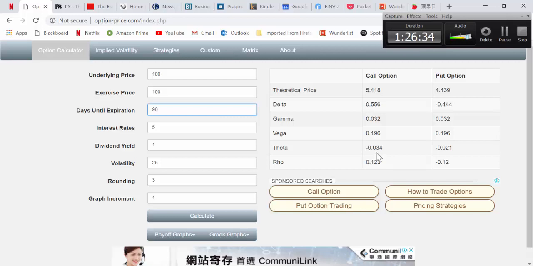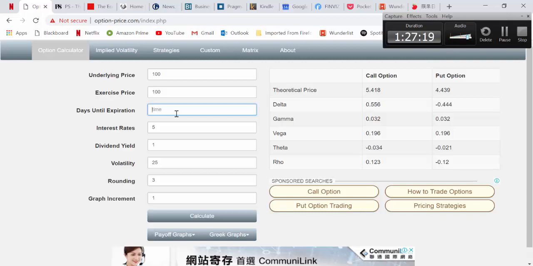So theta is nonlinear, and every day it changes, and in fact, it actually gets bigger and bigger and bigger and bigger. That is to say, if you buy an option today and it costs you $5.40, the day after you're going to lose a little bit, and the day after you're going to lose a little bit, but every day that passes, you lose more than the day before. So the time decay will pick up speed, in other words. Now, if you don't believe me, the theta now is 0.034, and there are 90 days to run.